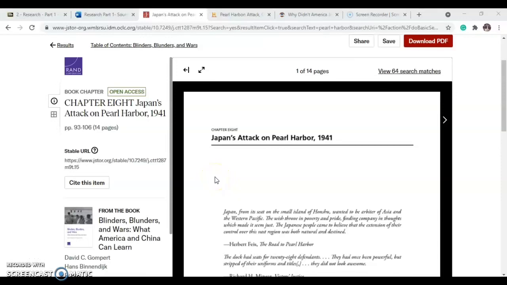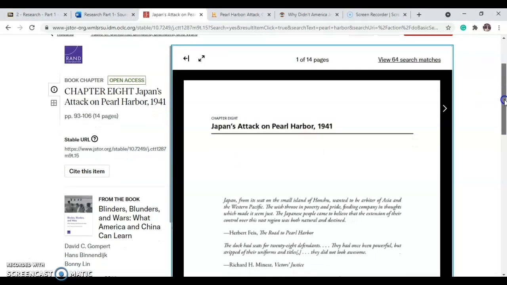Hello guys, today I'm going to present my first research topic, and this is going to be part 1. Right now I'm going to talk about Japan's attack on Pearl Harbor and when the United States joined the war, and we're going to see how the United States changed the outcome of the war. Alright, and we're going to see how and why Japan attacked Pearl Harbor.